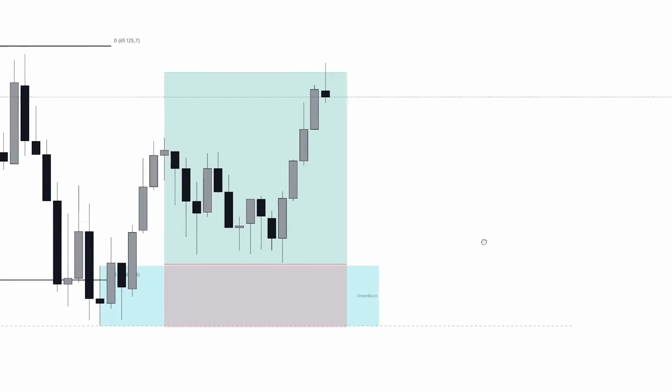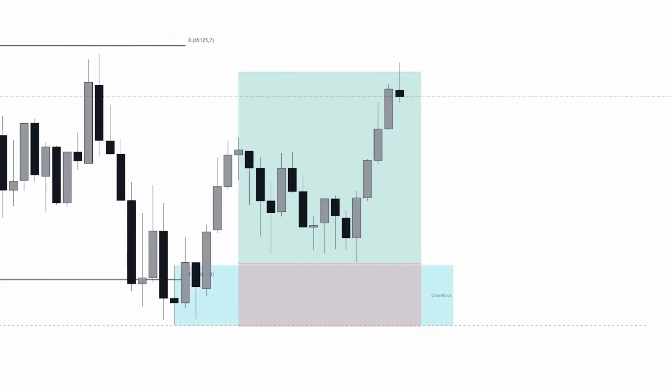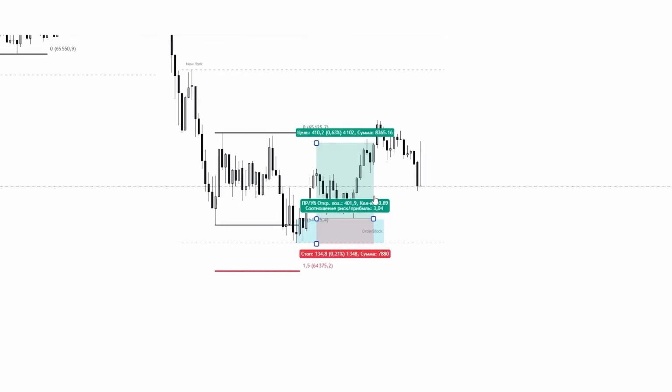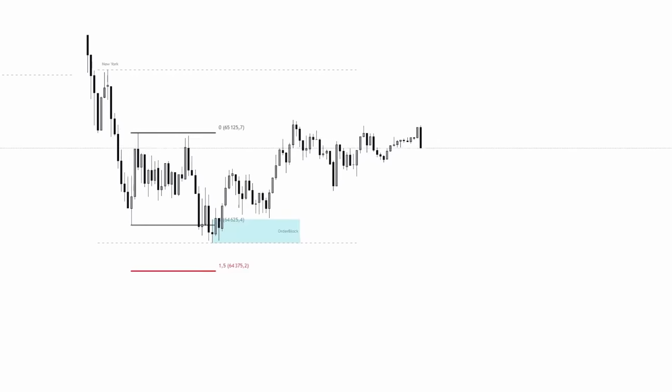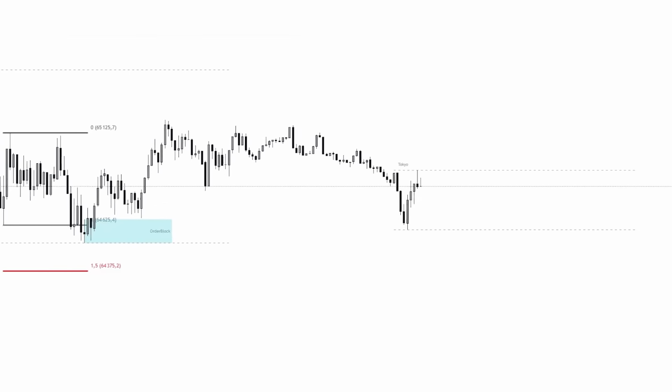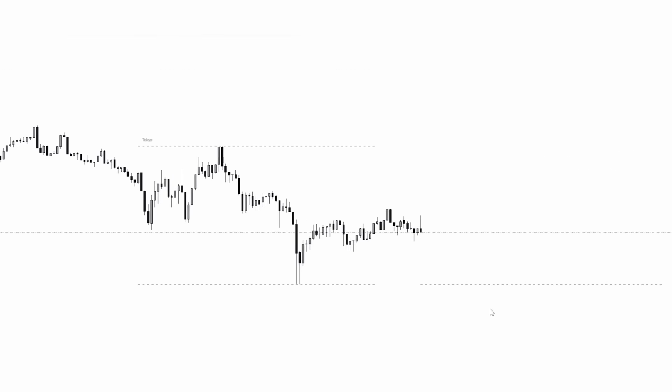Let's see what happens next. If we get another sweep of this low, we will try to enter the trade again. For now, I delete this trade. No, the US session has ended. We move on to the next day, to the start of the London session.